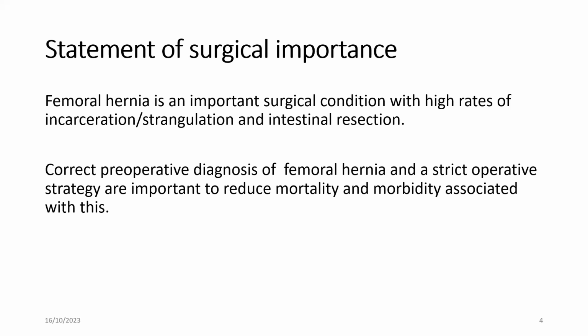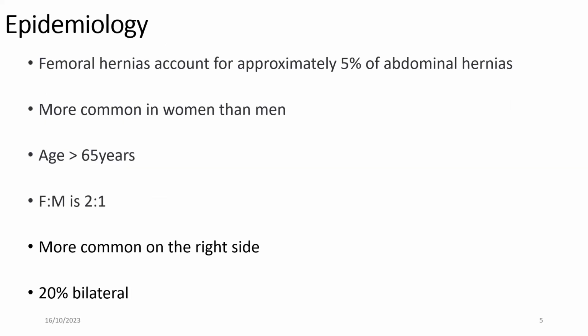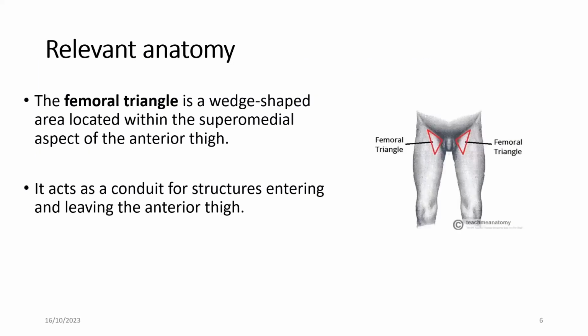associated with this condition. Femoral hernias account for approximately 5% of abdominal hernias. It's more common in women than men. I'll explain this later. It's commoner in the fifth and sixth decades. The female to male ratio is 2 to 1, and this incidence is even doubled in multiparous women compared to the nulliparous ones. It's more common on the right side, and 20% of the times it's bilateral.